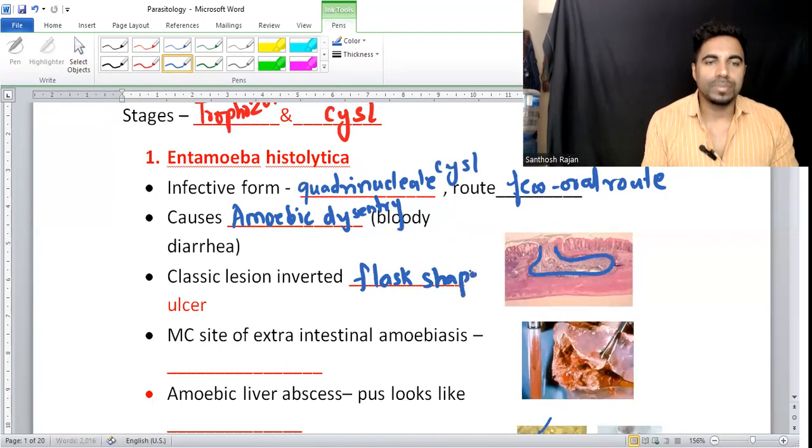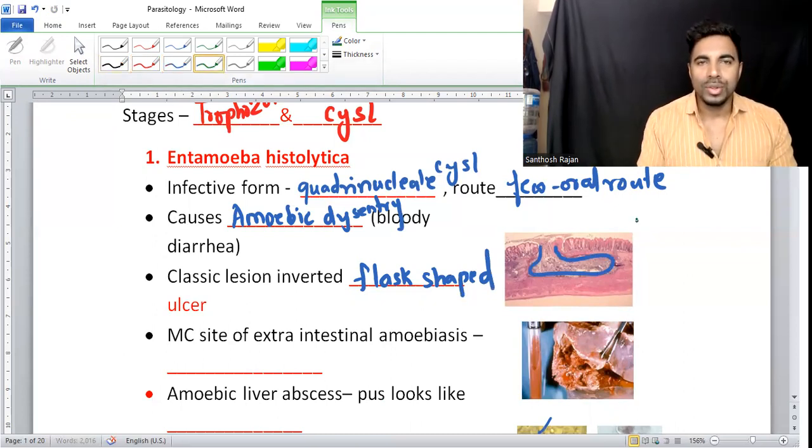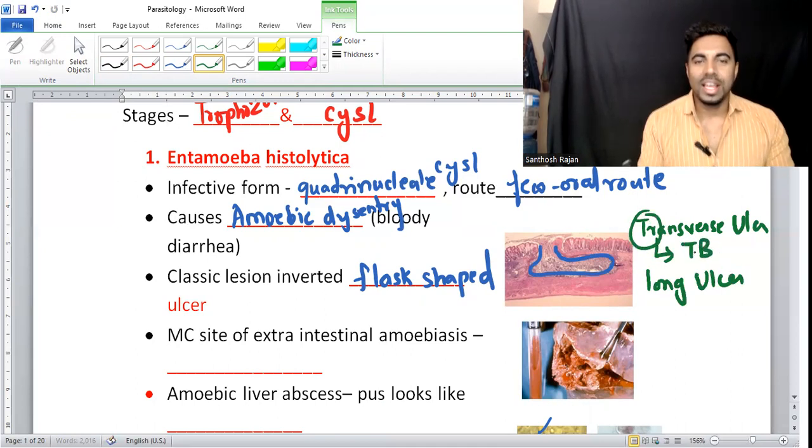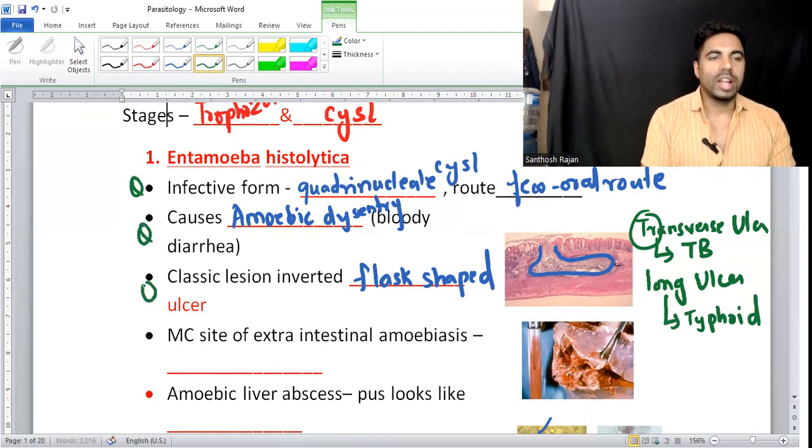Flask-shaped ulcer. So if you say flask-shaped ulcer, do we have any other type of ulcers? Yes, we have. We have transverse ulcer and we have longitudinal ulcers. Which are the diseases? Transverse ulcer, T for tuberculosis, right? And longitudinal ulcer, we studied it, typhoid fever, Salmonella typhi, right? So please remember, everything is a question here. Again, I'm marking everything. So, flask ulcer.